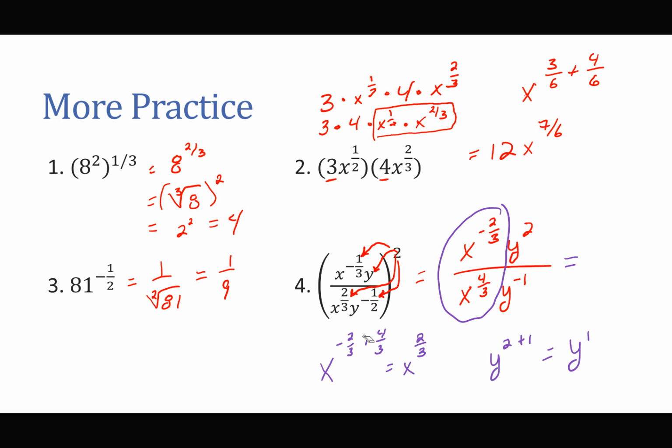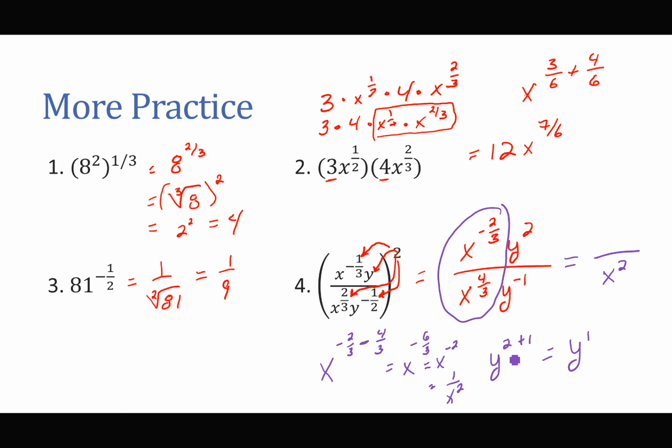This right here, negative 2/3, should have been subtraction. So this should have been negative 2/3 minus 4/3. Okay? So that was my mistake there. So this would be a negative 6/3. And so x would be a negative 2, which is the same as 1 over x squared, meaning x squared is going in the denominator. All right, I did mess up there.